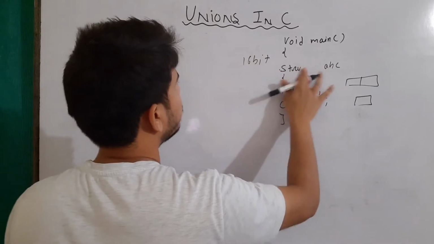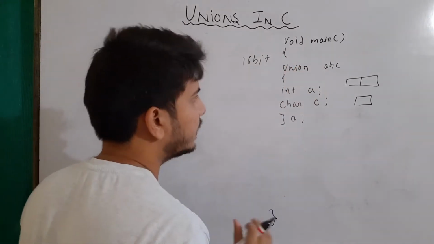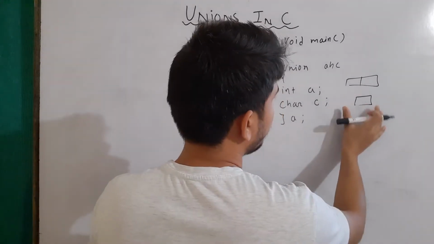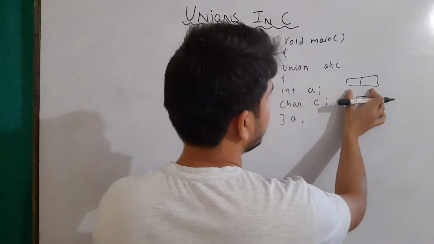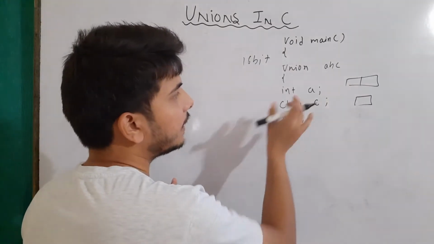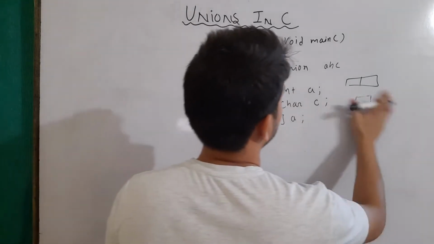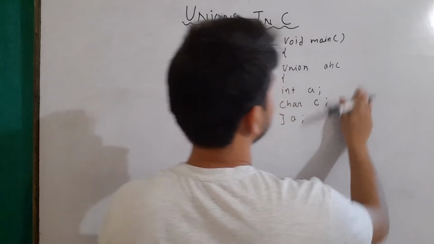But when I am using union, then there will be a 2 byte memory for a and the same memory bytes will be for character C. This is the only difference, that union elements will enjoy the same memory locations, right? So let's see slowly how it is used.